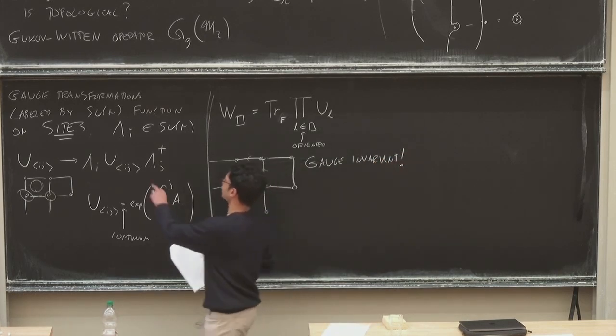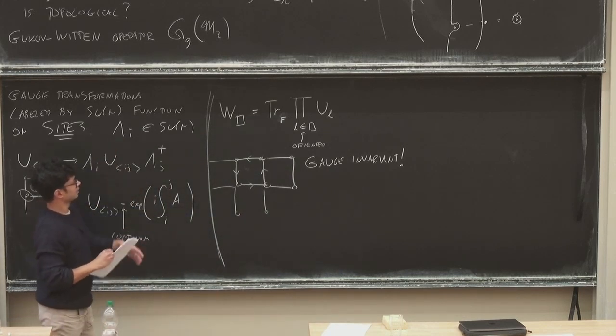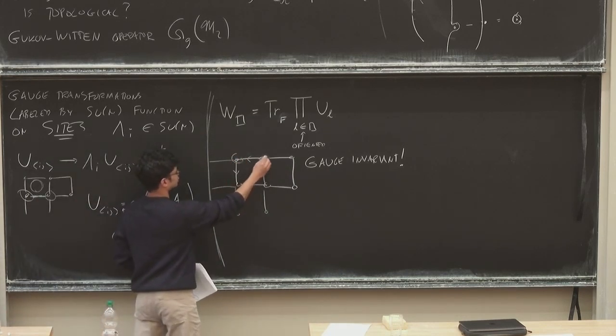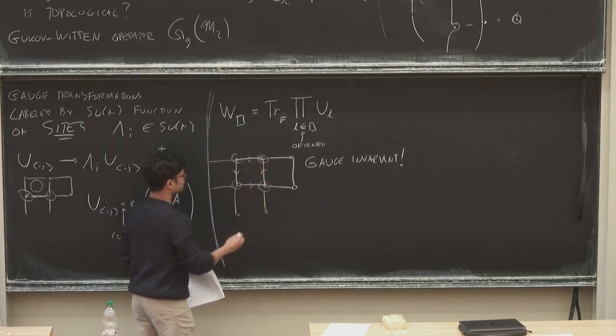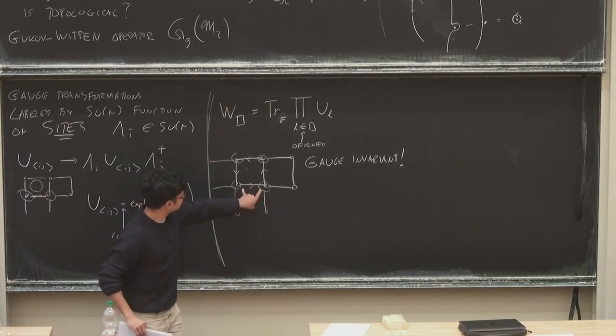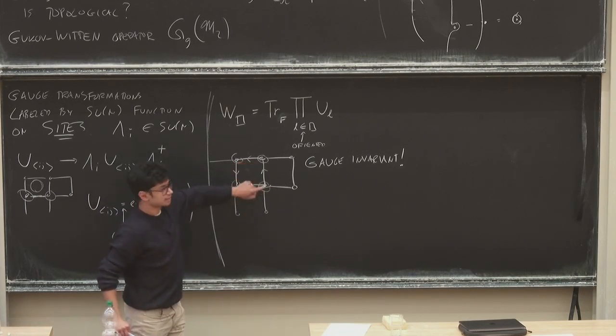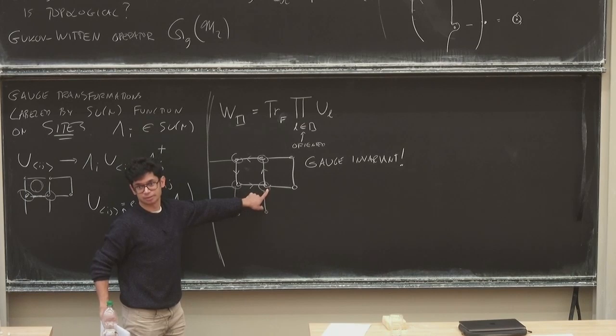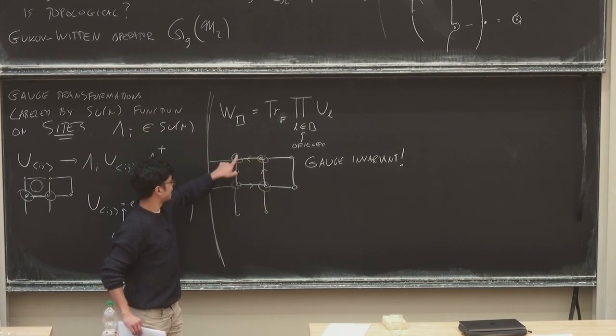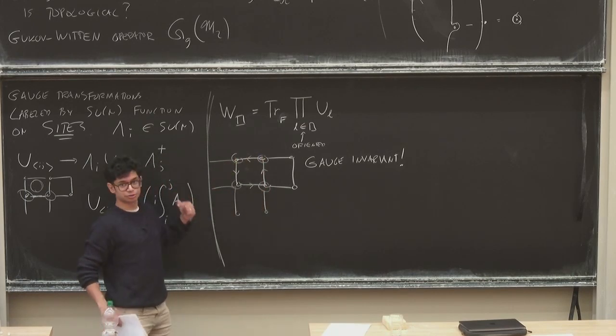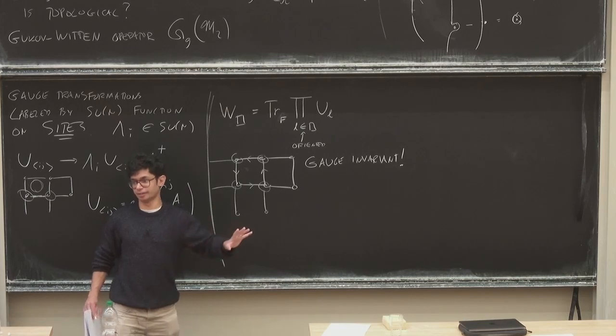And you can see why, right? So there's a lambda living on each of these sites. There's a lambda gauge transformation living here. But when you multiply this guy with this guy, then the lambdas coming from that will cancel. And it'll cancel, and it'll cancel, it'll cancel. And because it's closed, they'll all cancel in a loop, and it's all fine. Okay?